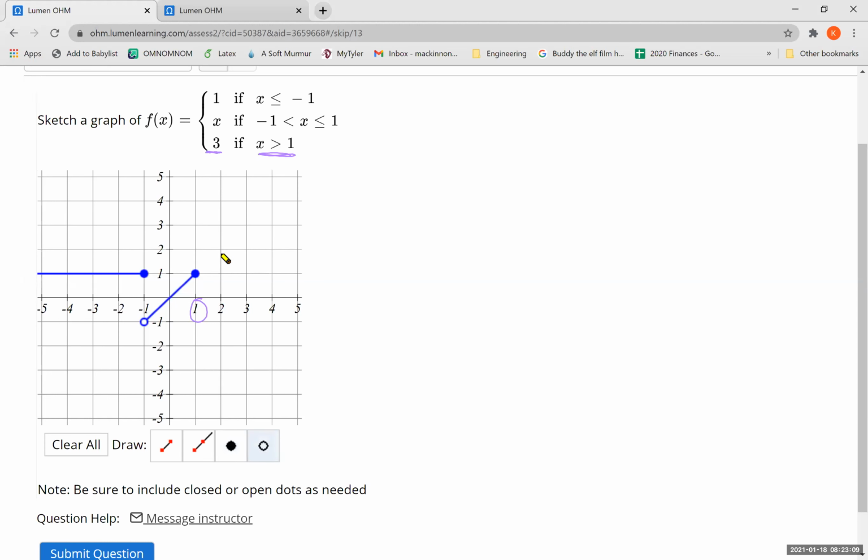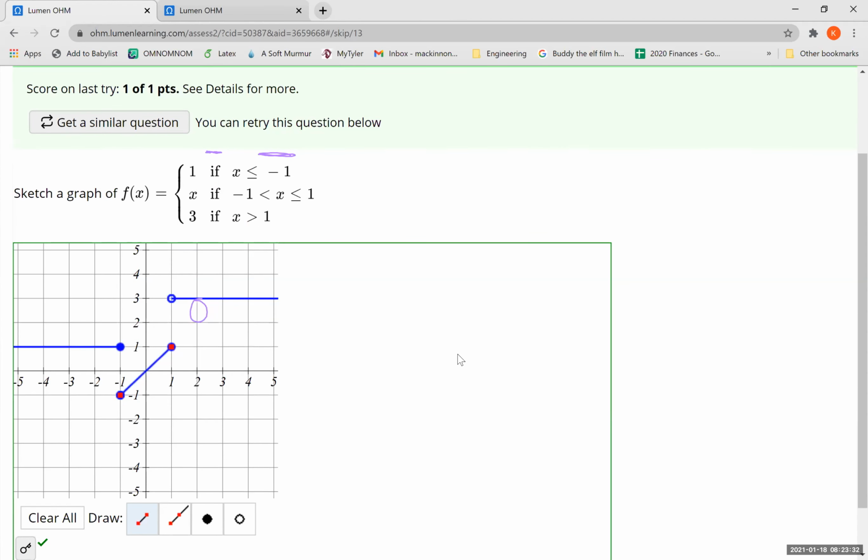So we'll start with an open circle here, 3. And what I'm going to do is use the line tool, the ray tool, and extend it indefinitely. Again, the thing that got folks into trouble on this was the line segment tool. But if that's the only thing you got wrong, hey, we're good. You did awesome. Okay. So that's the 1 out of 1 on that one.